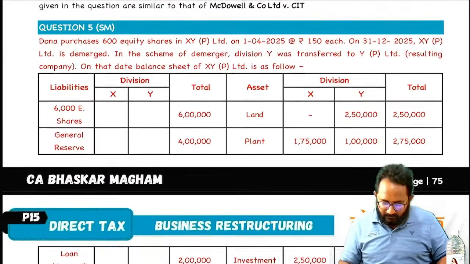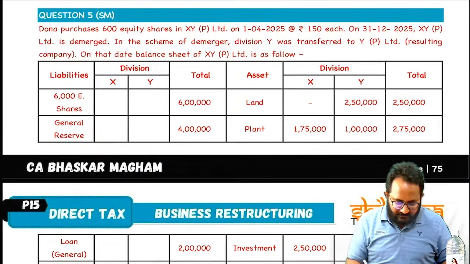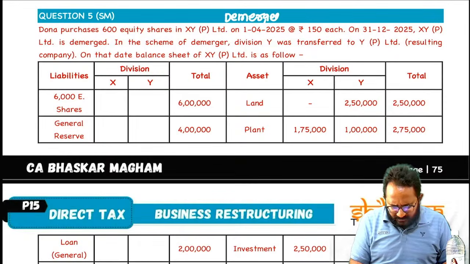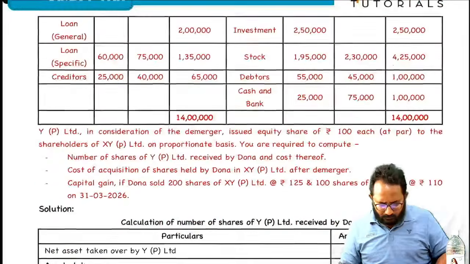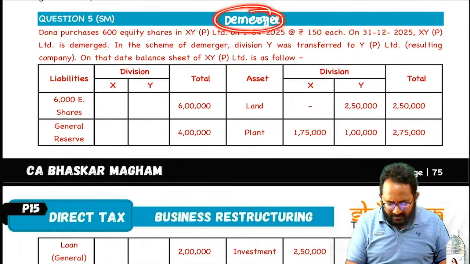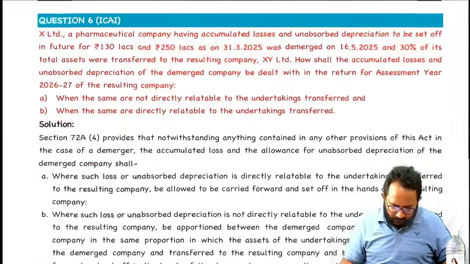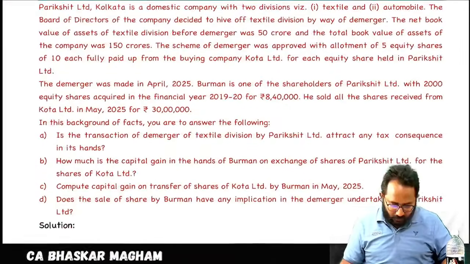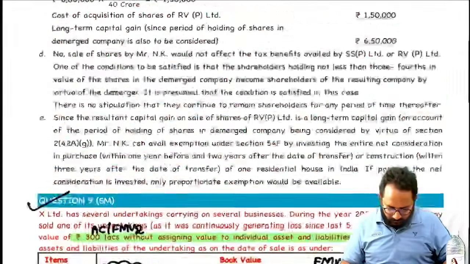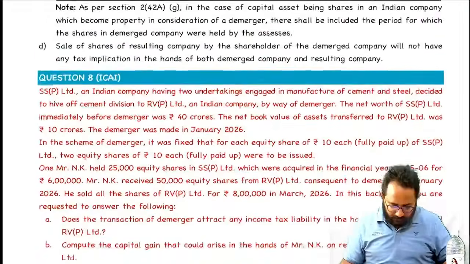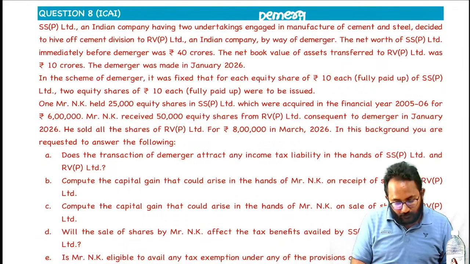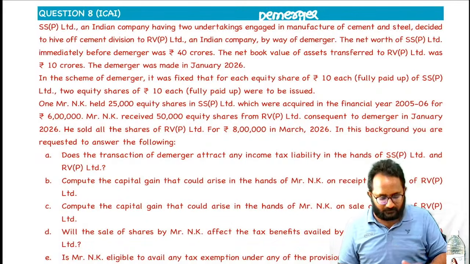Next, in demerger, listen. Question number 5, you have to do; many times they have given it in that exam. Question number 2, Dona exam or MQP also, many times they have given it. Demerger questions please do. Next, one more demerger question, only 1 question, everything will be covered. That is question number 8. 4 questions are enough in amalgamation as well as demerger.